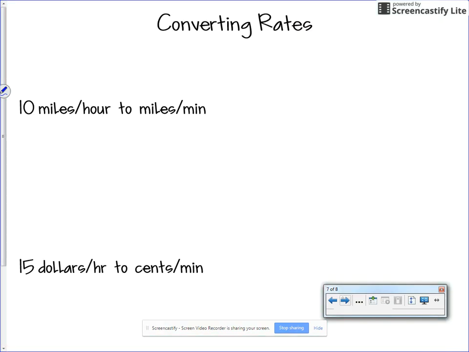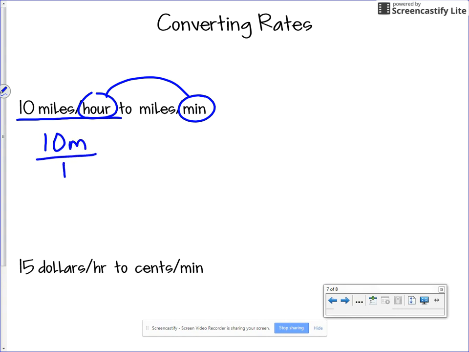Moving on. Now we're converting rates. We're going from 10 miles per hour to miles per minute. Notice how we're only changing from hours to minutes. That miles stays the same. So let's write our first ratio. We have 10 miles in 1 hour.